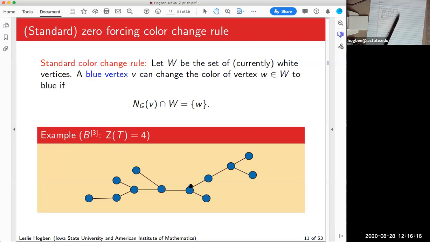Now, what I just showed you is not actually the original way zero forcing was done. A more sophisticated perspective is to perform simultaneously all forces that can be done independently that rely only on the currently blue vertices. That's the perspective I've taken here, and it's going to be very useful as we move on to propagation time. But originally when zero forcing was introduced, it was done one force at a time, not doing several forces at once as I've done here.